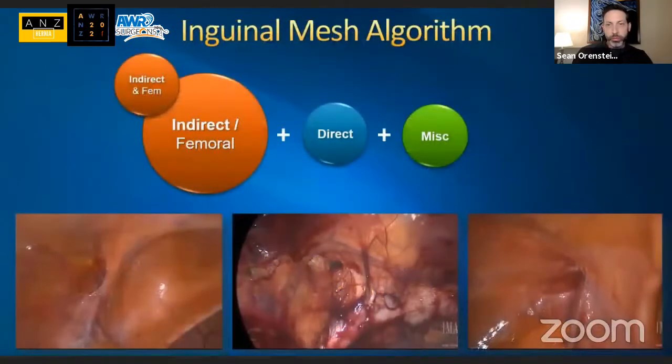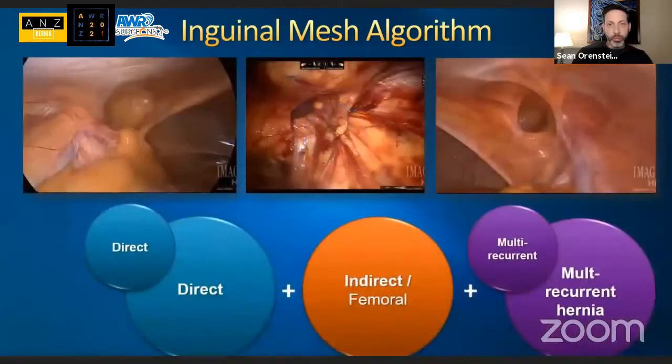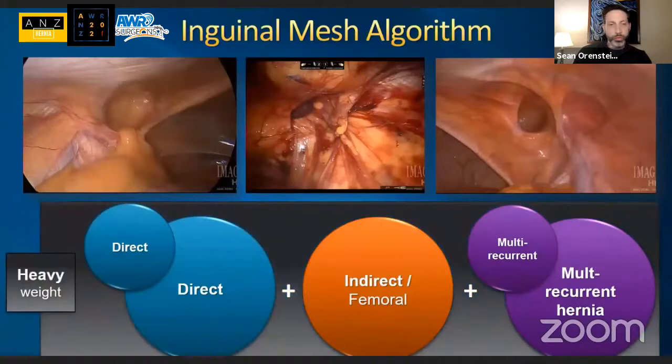So for me, for my algorithm, for most indirect, small to medium, and even some larger sizes, as well as tiny directs or tiny miscellaneous hernias such as peripubic hernias, I favor a lightweight mesh for these. Now, if we switch to larger hernias or most direct hernias, where the physiology is a little bit different, that is, with a direct hernia, these hernia defects are propped open, whereas a lot of indirect hernias are more like a valve where they're kind of shut down. And so the smaller indirects can be accommodated with lightweight mesh, but for directs, large indirects, as well as multi-recurrent defects, I'm going to favor a heavyweight mesh for those.